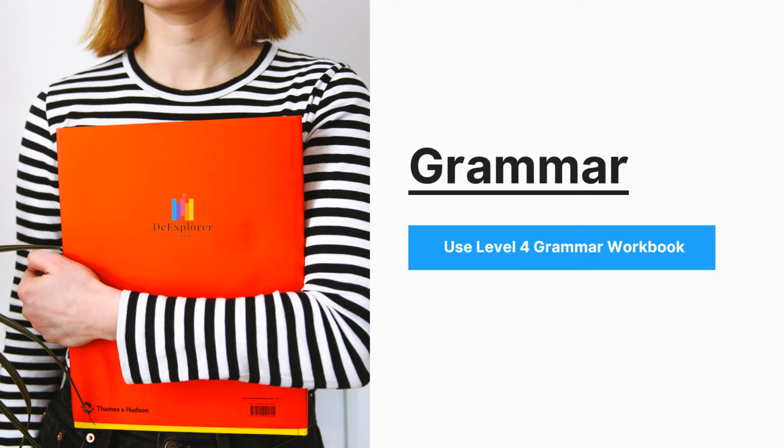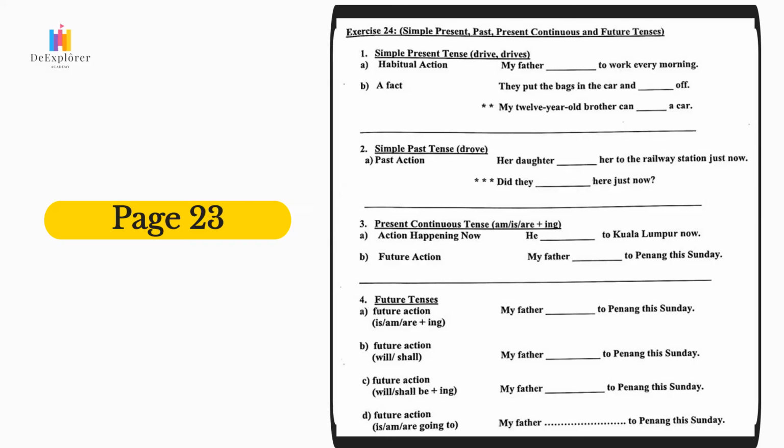Now take out your level 4 grammar workbook. Page 23. Look at page 23, exercise 24. You're going to fill in the blanks with the different types of tenses that you have learned, and you will take a look at present, past, present continuous, and future tenses. Okay, let's take a look at number 1. Simple present tense, the verb drive, drives. Habitual action.